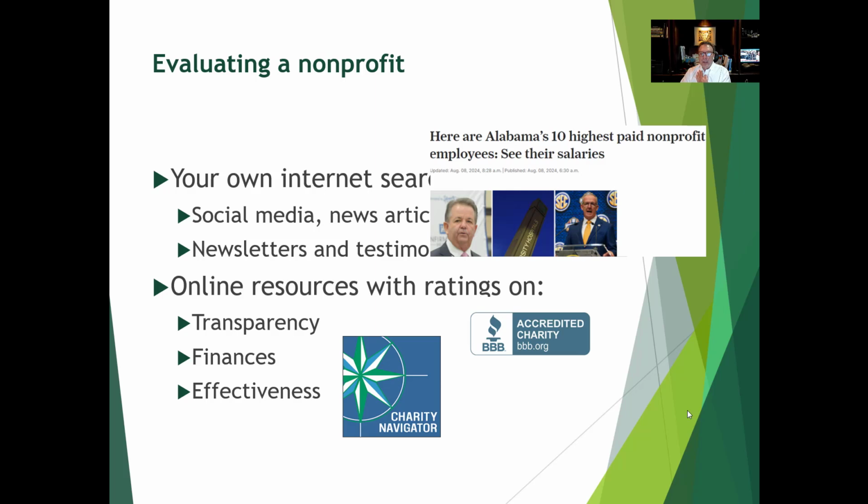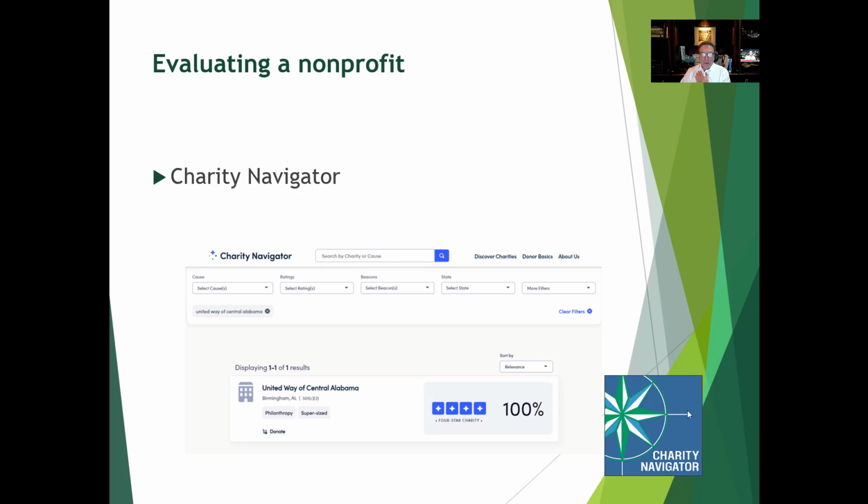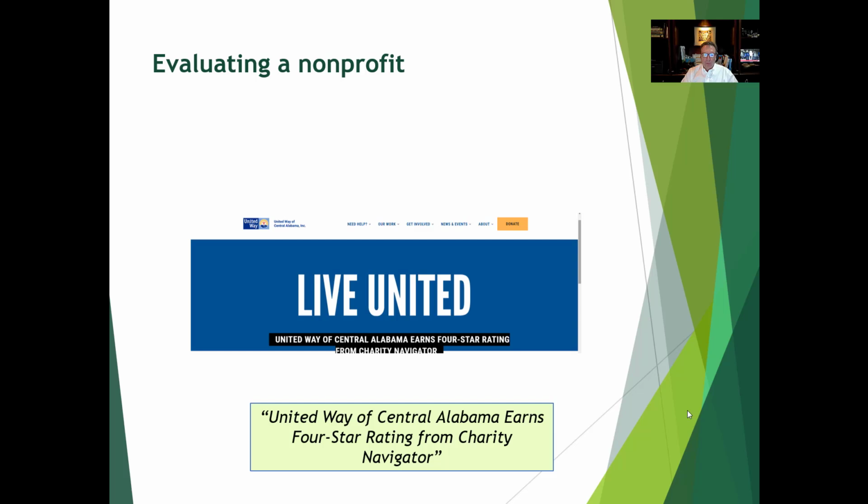Here's an example of a news article that came out not too long before I am recording this video about the salaries of highly paid nonprofit organizations in Alabama. But taking a look at Charity Navigator, they use a system of stars, and they give 4 stars. The greatest number of stars you can get is 4. And you can see here that United Way of Central Alabama got 4 stars. So they have a 100% rating. They are very proud of that.